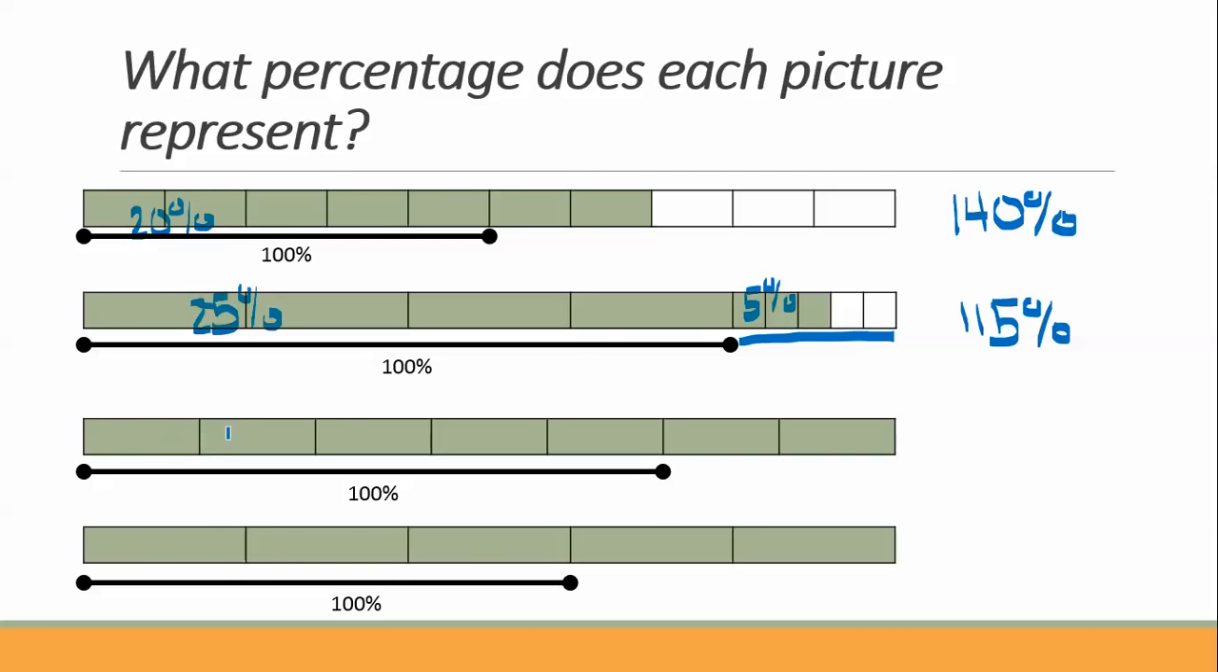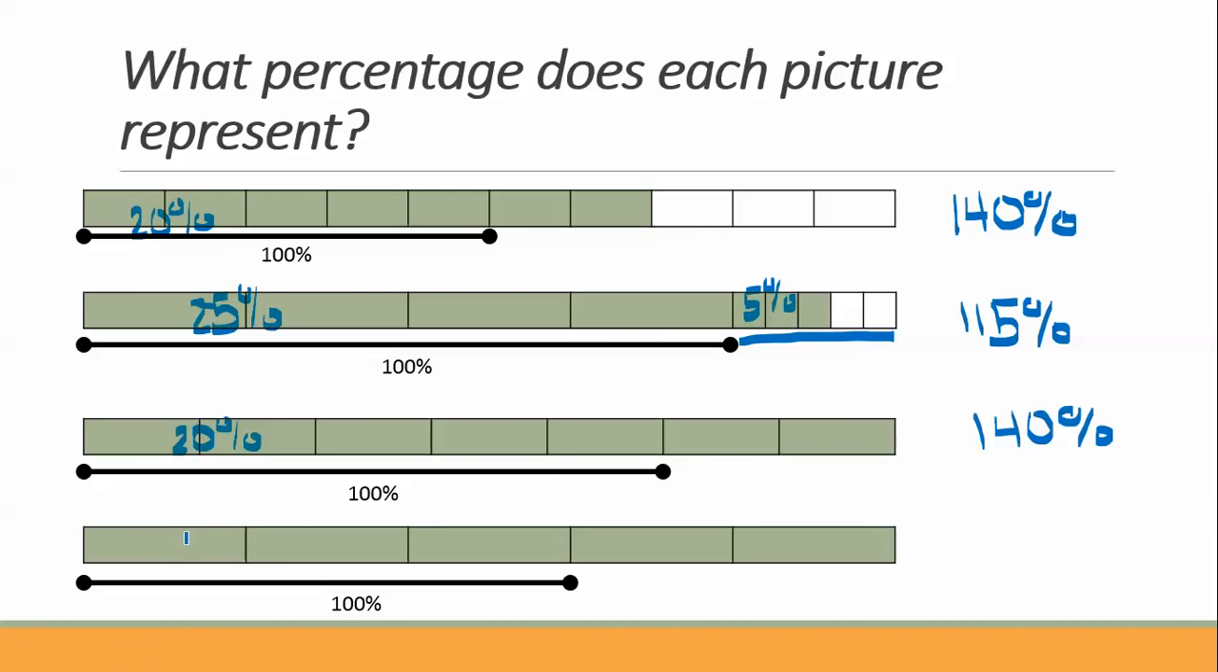This one we have 1, 2, 3, 4, 5 again. So that's 20%. 20, 40, 60, 80, 100, 120, 140. This is 140%. Notice the first one and the third one are the same percentage and they're divided the same, but they look different because our 100% here is bigger than our 100% here. So make sure you pay attention to how things are drawn.